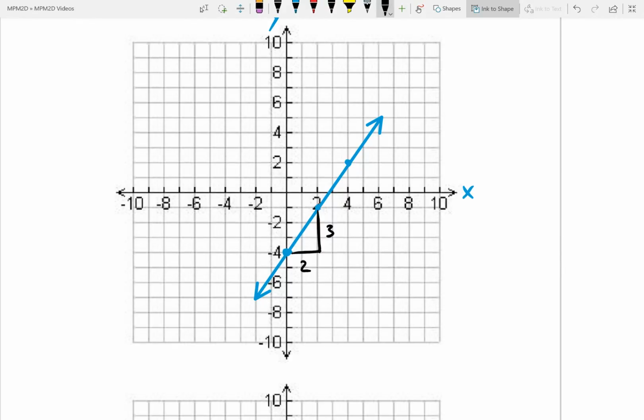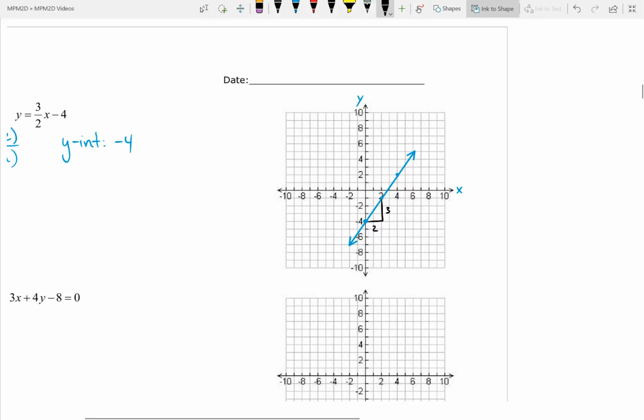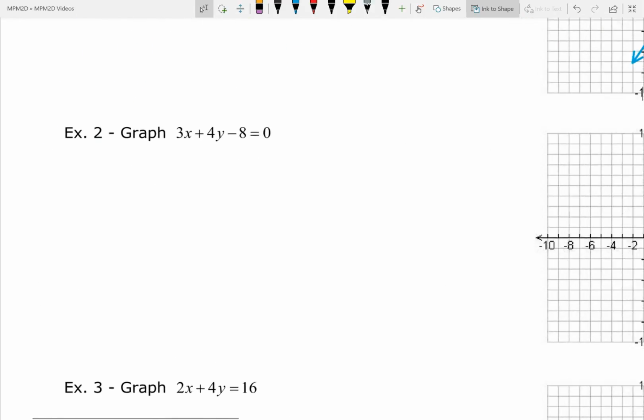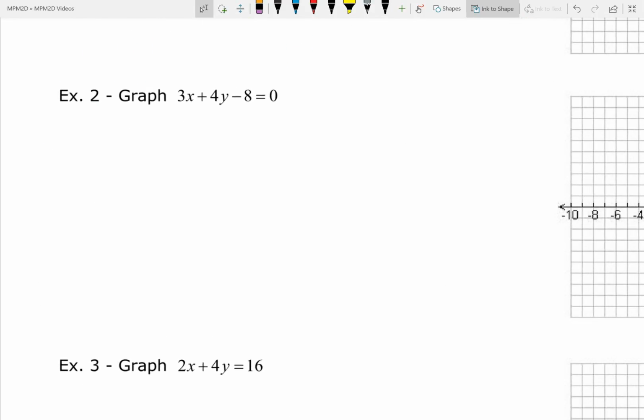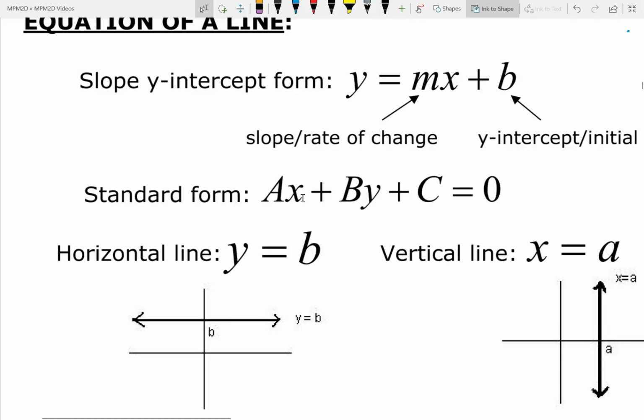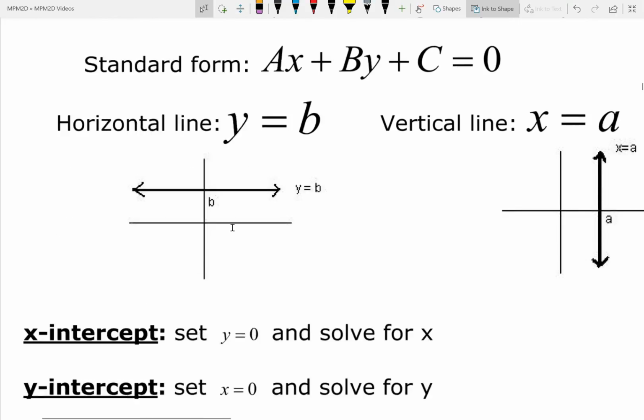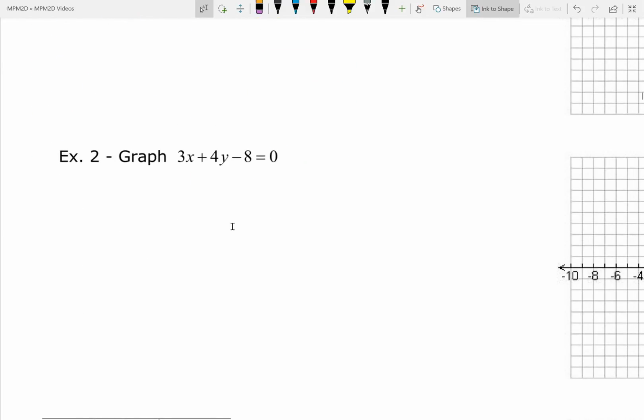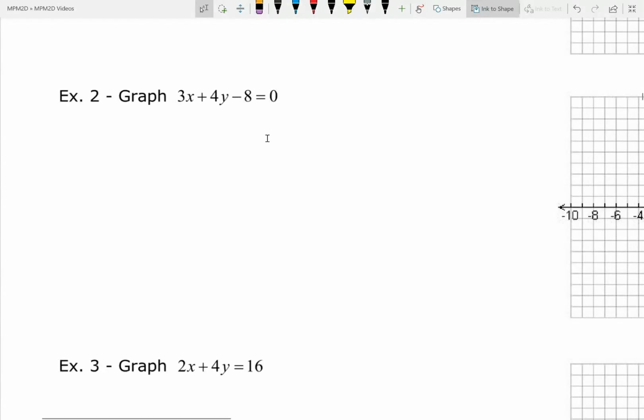Okay. All right, so let's try another one. So here's another equation of a line. Now this is not in slope y-intercept form. This is in standard form. Standard form, as you recall, looks something like this: ax plus by plus c equals 0. Now it's not easy to graph this standard form equation, but we can convert it to a slope y-intercept form by isolating y by itself.